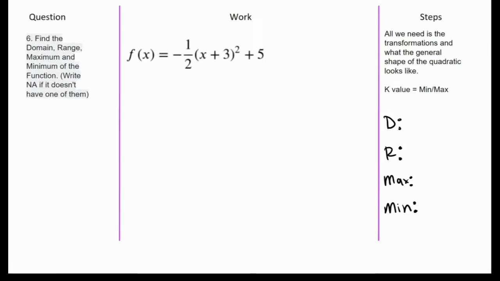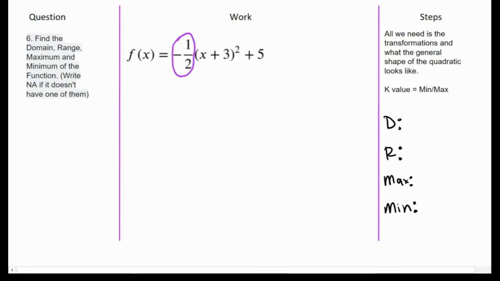So the first thing we've got to do here is look to see what the general shape of our graph is going to be. We don't need a perfect graph to be able to tell the domain, range, maximum, and minimum. We really just need a couple pieces. The first thing I'm going to look at is the a value.